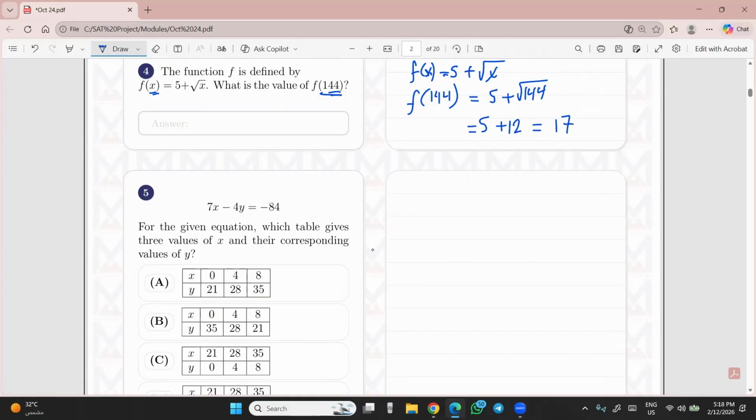If you are not sure about this number, you can use the calculator if you have bigger numbers. So the square root of 144 now is 12, and we add it to the 5, which is given in the beginning of the equation. So 17 is the answer.